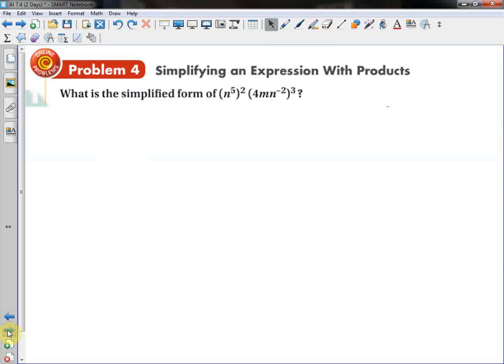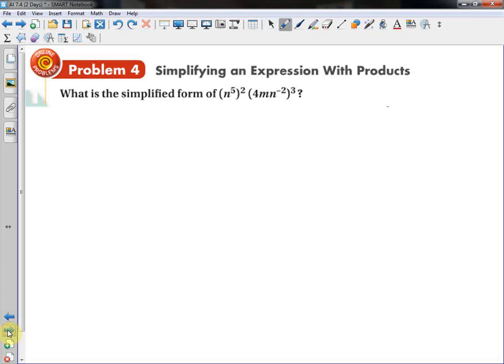All right, so right here we have an expression and we want to simplify that the best we can. Now it looks pretty complicated, but if we break it down into separate parts and do it piece by piece, it should be not so bad for us.